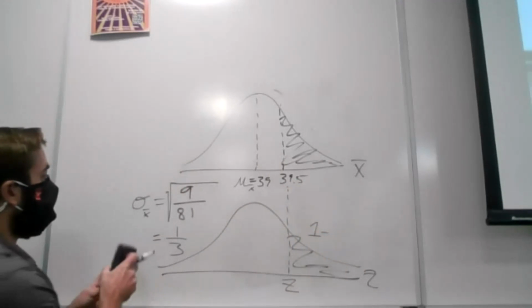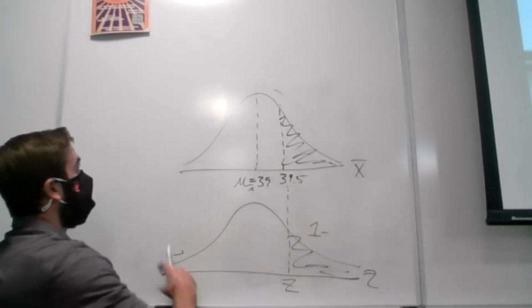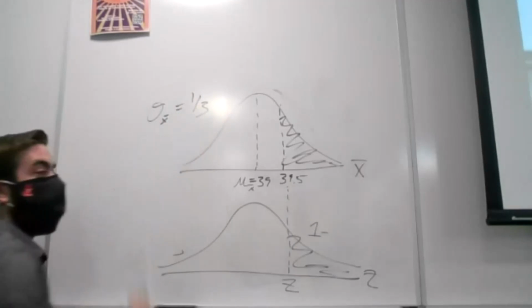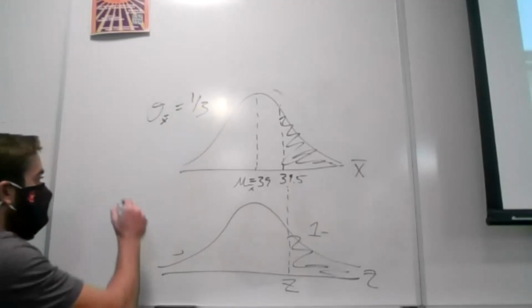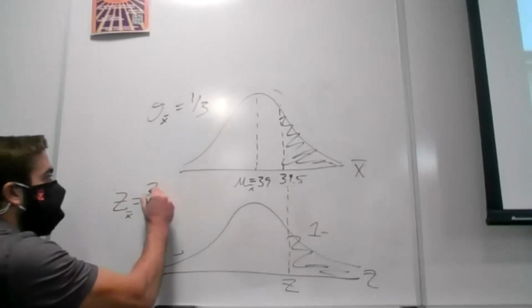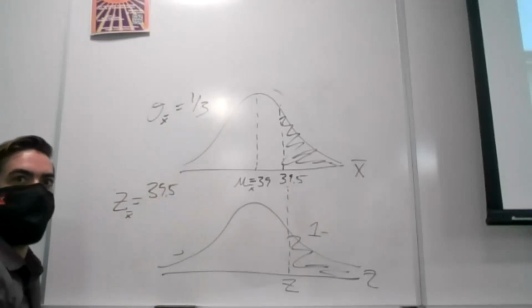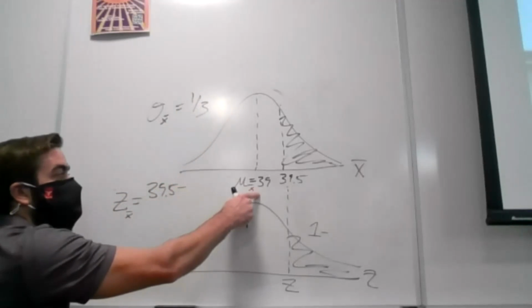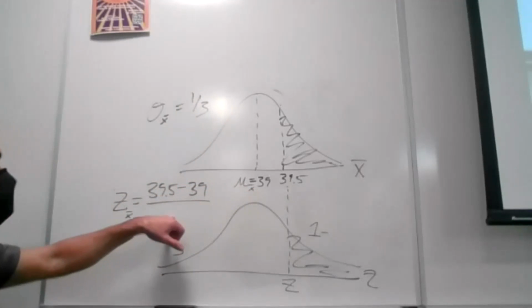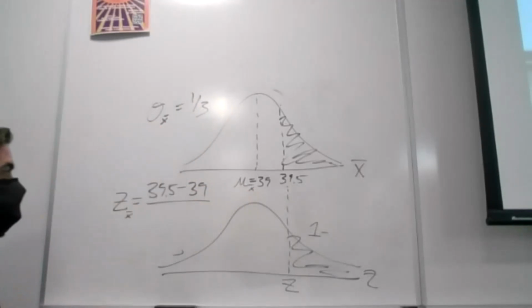I'm going to write this up here, so I can get myself a marker. We originally found that standard deviation. So my z-score for these sample means will be: take the cutoff value I'm interested in for the sample mean of 39.5, subtract the mean of my sample means, which is 39, and then divide by the standard deviation for my sample means, which was 1/3.